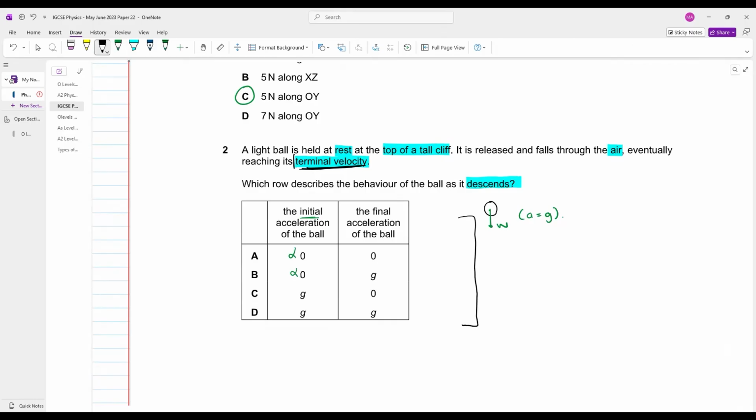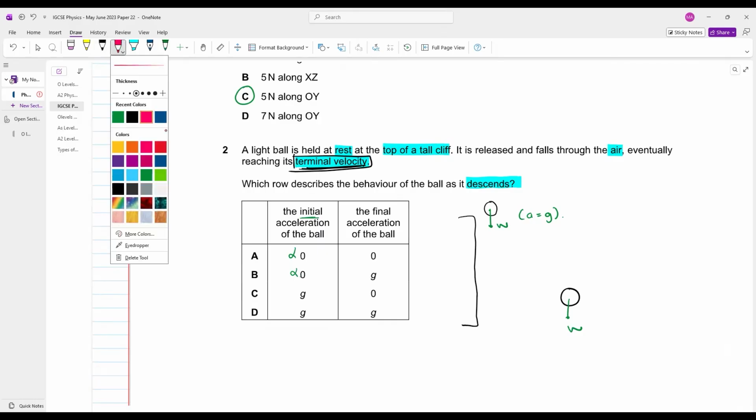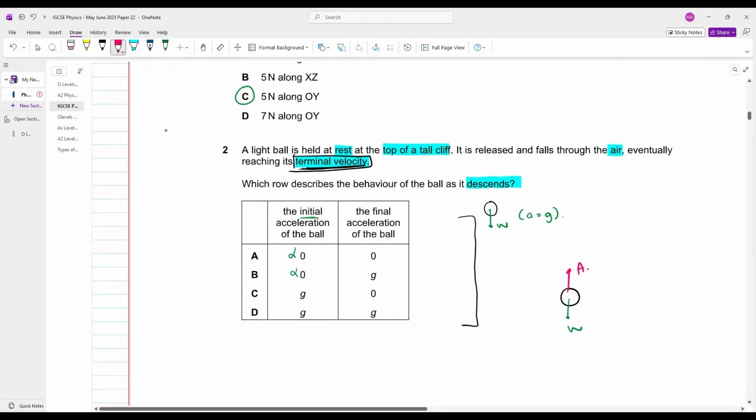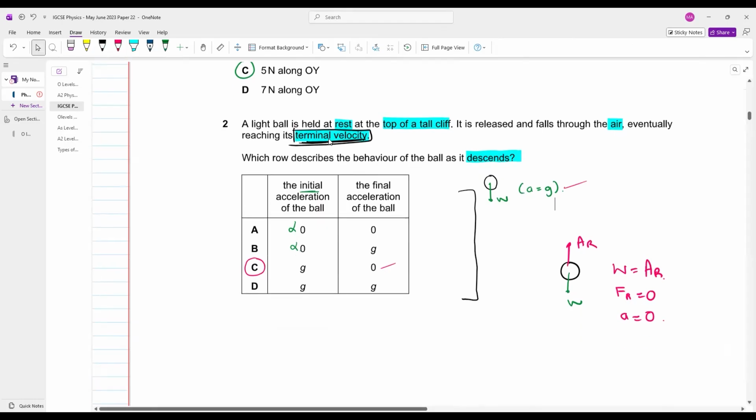Sir, what happens once I have reached terminal velocity? Once you have reached terminal velocity, your downward force of weight balances out the upward force of air resistance. When you reach terminal velocity, the force of weight is equal to the air resistance. Resultant force becomes zero. Your acceleration will become zero. C is your answer. What will the final acceleration of the ball be? Zero. Initial acceleration? Equal to the acceleration due to gravity, that is g.